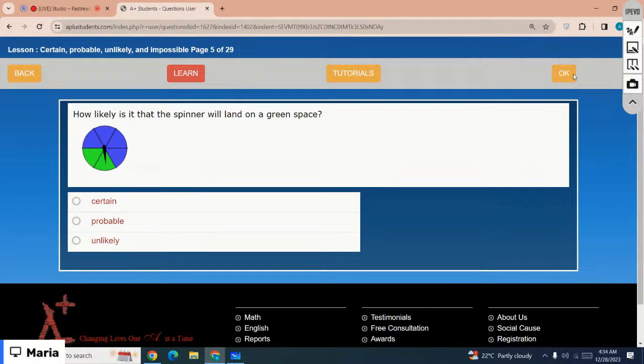How likely is it that the spinner will land on a green space? Which is the correct option? Because the spinner has more blue portion, right? The green portion is small on the spinner. That means it is unlikely it will land on green, right? You have less chance that it will land on green, so that would be unlikely. The correct option is unlikely.